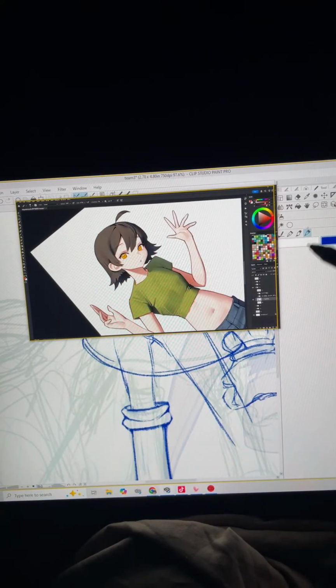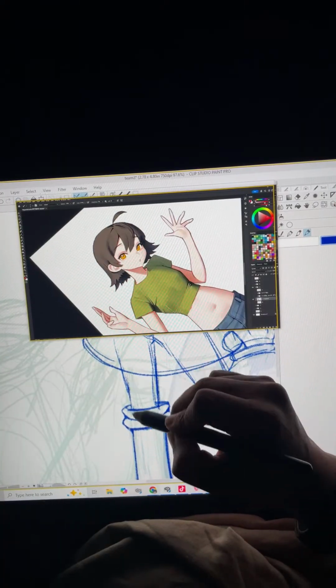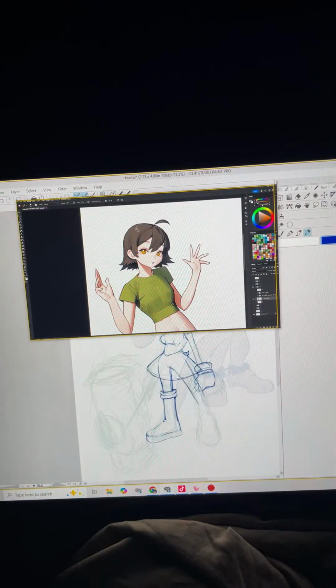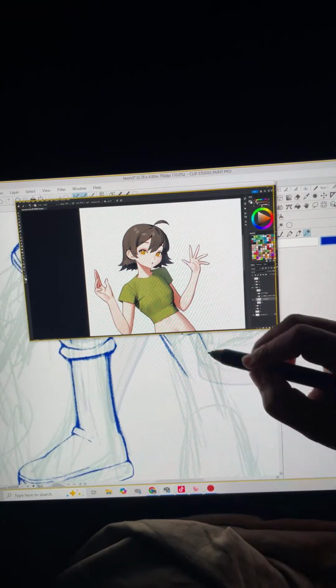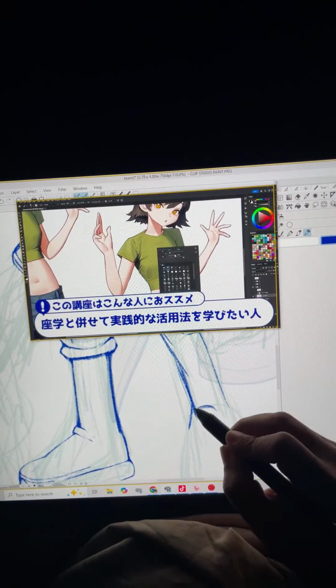The main part of the course provides thorough explanations as you go along, so if you're interested, please check it out. This course is recommended for those who want to learn practical ways to use the tool in conjunction with the drawing.